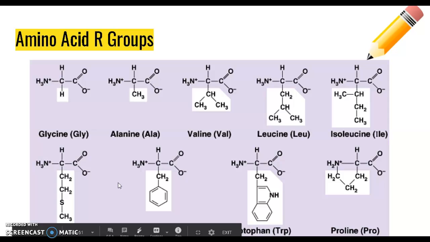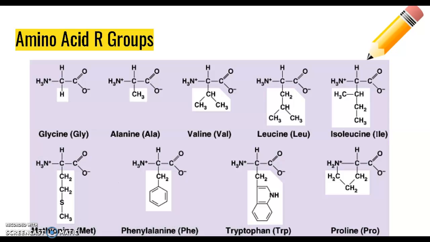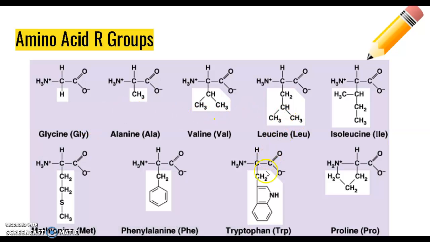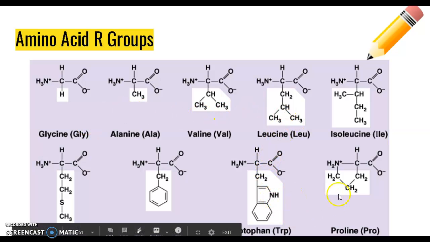So this just shows some of the different amino acids that are out there and the different R groups that are highlighted in white. So you notice some have sulfur, some have nitrogen, and they all have different shapes.